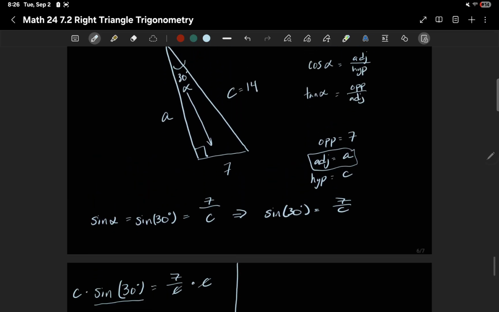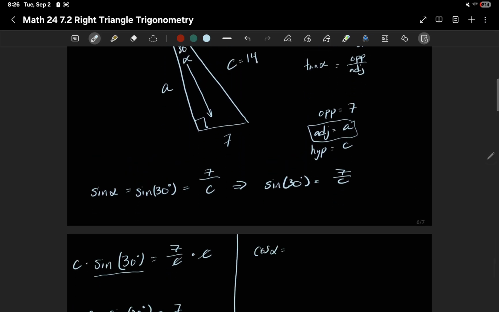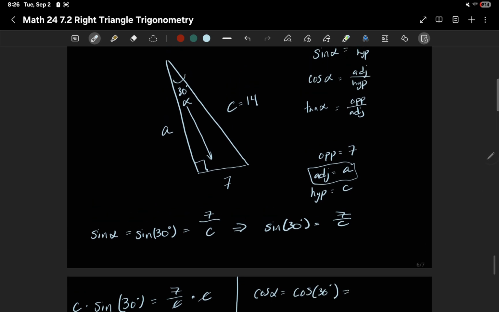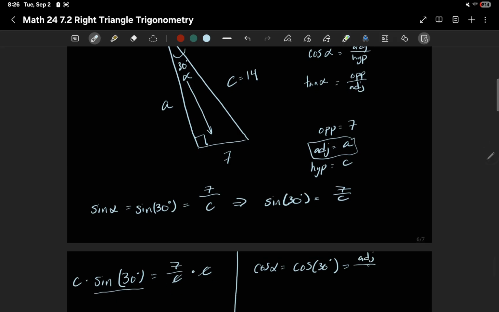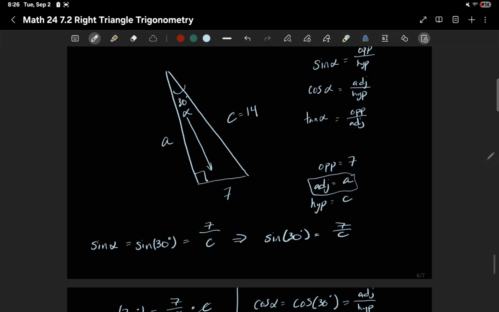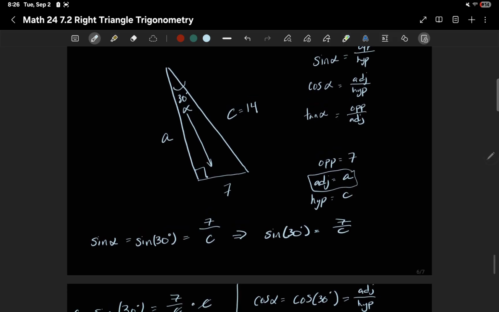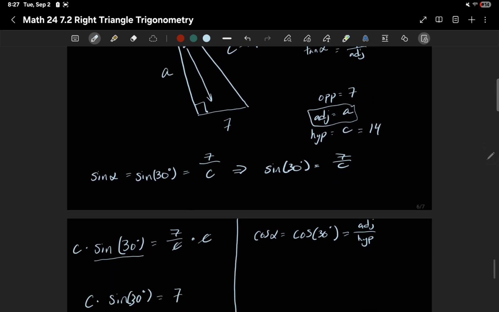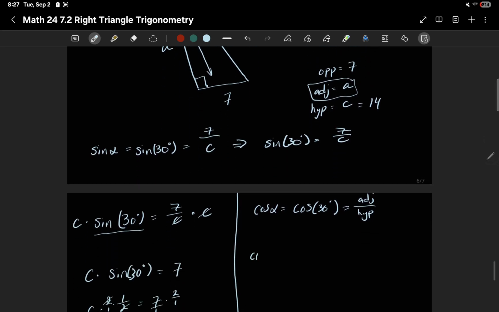So what happens here is we have cosine of alpha, and here alpha is 30, so it's cosine of 30 degrees is equal to, and remember cosine is adjacent over hypotenuse. Our adjacent side here is just the letter a, but our hypotenuse we know now, so we can write 14 rather than just writing c. We no longer have to use c, so we have a over 14.